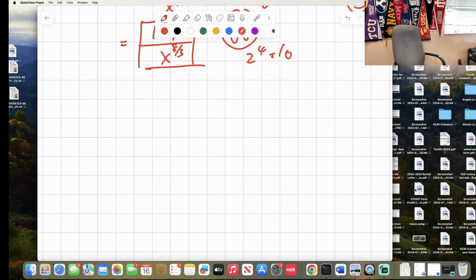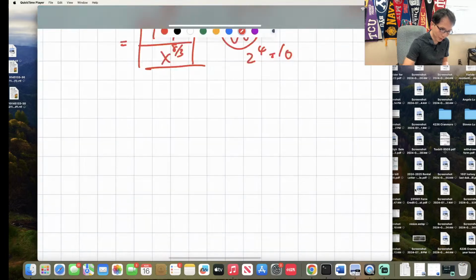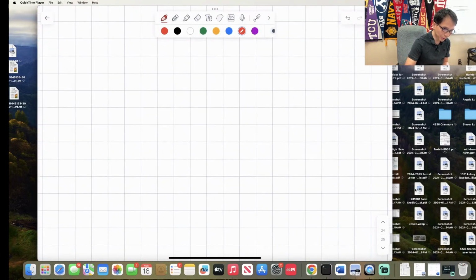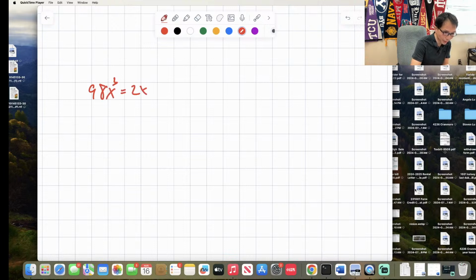Make sure you only have pens, right? I'm gonna go through them, it's gonna be very fast. In total, there's 46 check marks. So I look for the first one. Now write down on your own paper, 98x to the third equal to 2x. Write down what concept it's talking about.